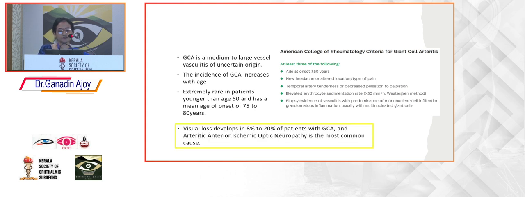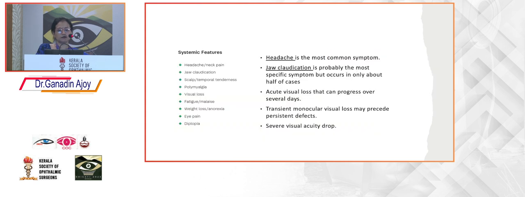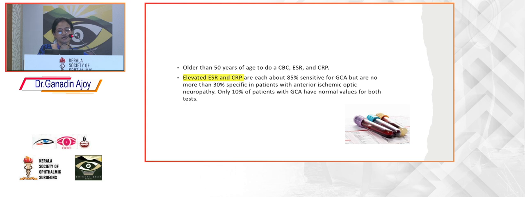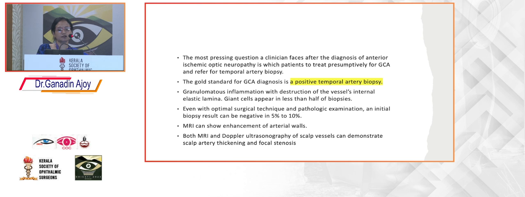Visual loss is the main thing. It is mostly AION, and arteritic is the most common cause. Headache is the most common symptom, and jaw claudication is the most specific symptom. Elevated ESR and CRP are about 85% sensitive for the presence of GCA, but 10% may have normal values. The gold standard is a positive temporal artery biopsy. MRI and Doppler ultrasound help us, but they are not definitive.